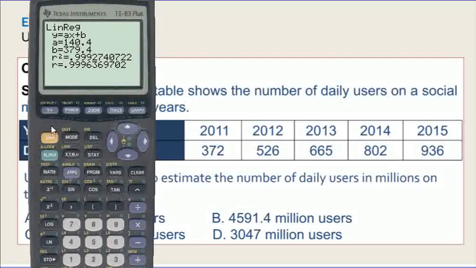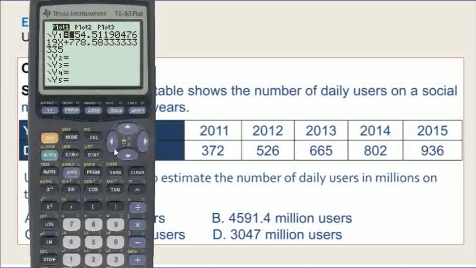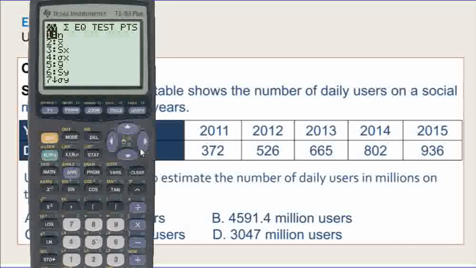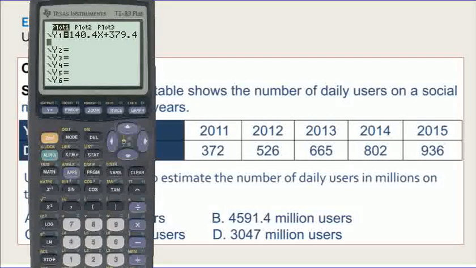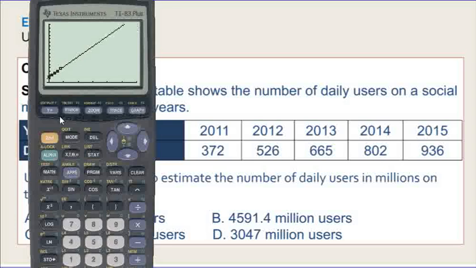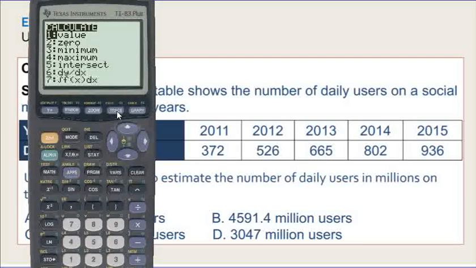We're going to put that into our y equals. So I'm just going to clear this. So I hit vars. Number 5, go to EQ. Number 1. That puts our equation in there. Then we can hit graph. Then second, trace.